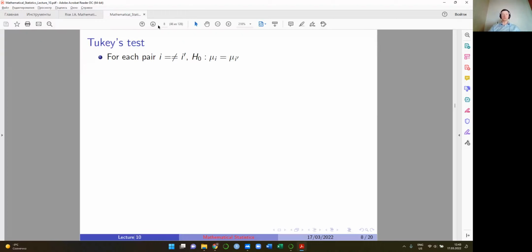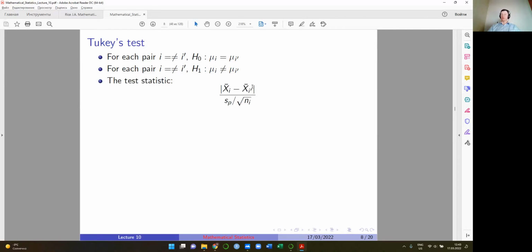So 12. For every pair where i is not equal to i prime, the null hypothesis is that the means for both groups are equal. And for every pair, the alternative hypothesis is that the means are not equal. So now we do this pairwise comparison, but not with the help of the t-test, but with the help of another test, which is called the Tukey test.